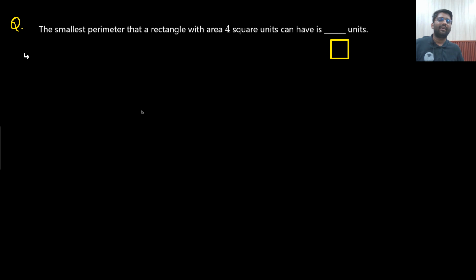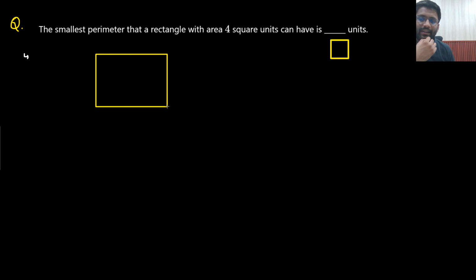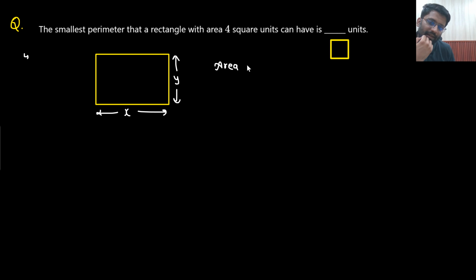Smallest perimeter that a rectangle with area 4 square units can have. What is given? A rectangle with an area of 4 square units. Let one side be x and the other side be y. What is the area? The area is 4, so x into y equals 4.